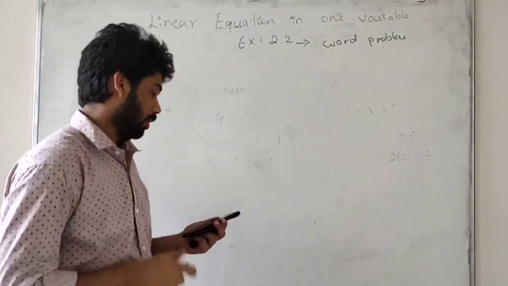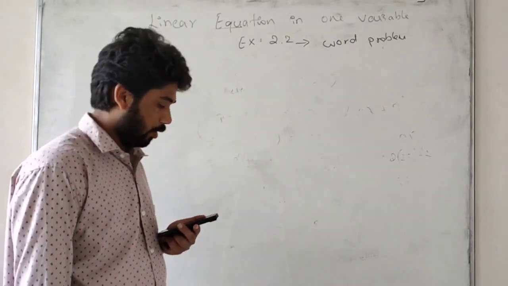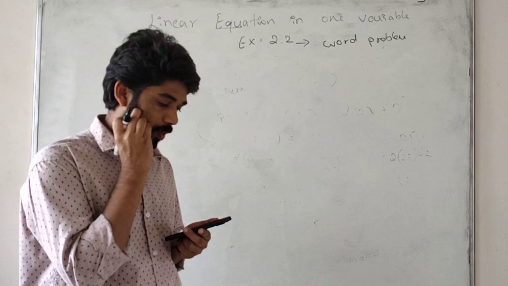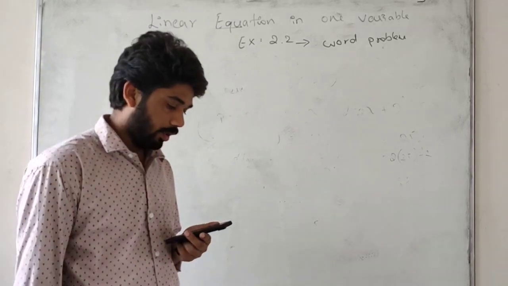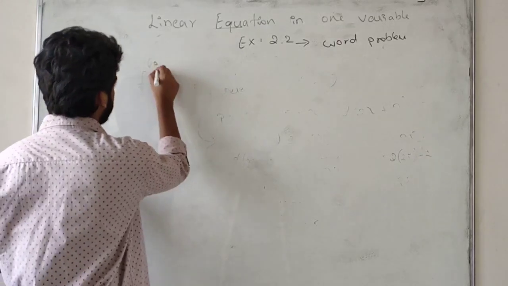So, next problem. The base of the isosceles triangle is 4/3. The perimeter of the triangle is 2 and 4/15 centimeters. What is the length of either of the remaining equal sides? So first we have to know the isosceles triangle.